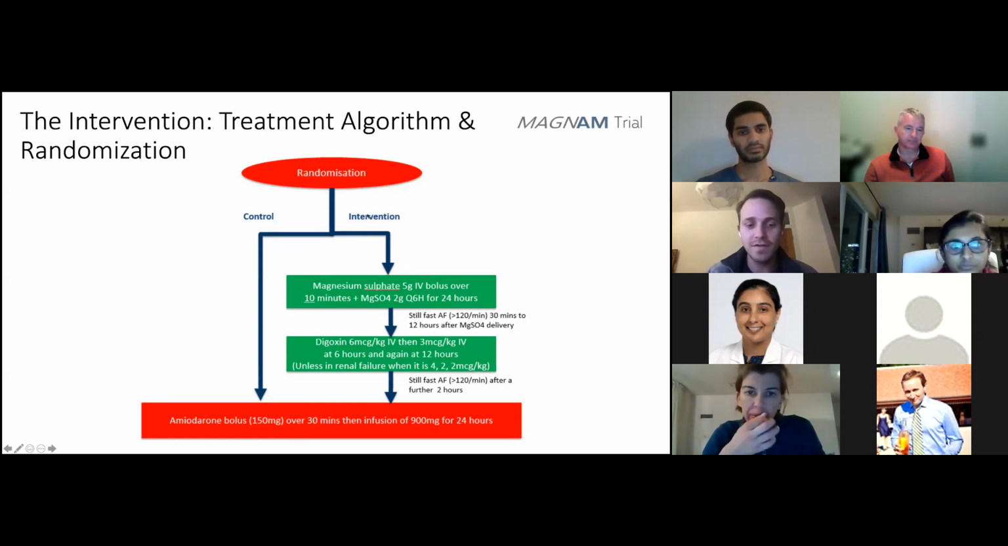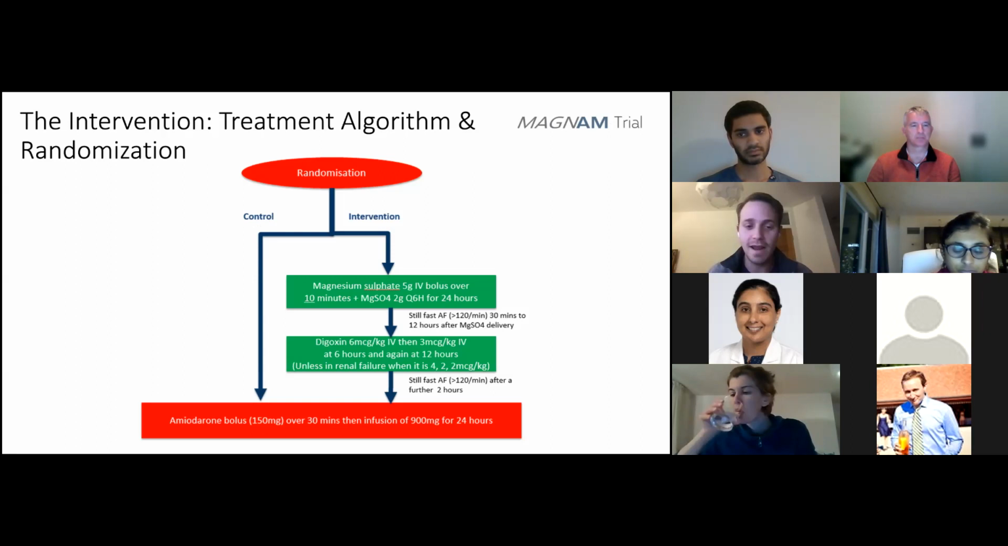The control and the intervention arm. So I'll just talk about the control first. We found that within standard of care, what a lot of people usually did was a whole bunch of things. They would give magnesium, fluids, Lasix, amiodarone, all at the same time. And so we're trying to tease out what is actually effective and not.